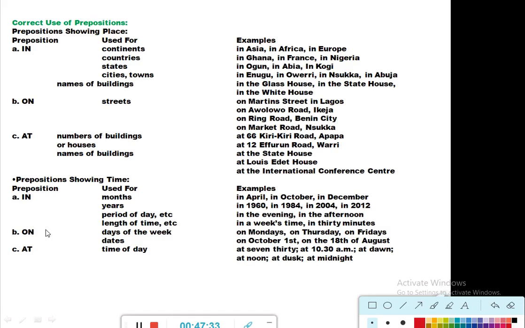Then the preposition on can be used to talk about days of the week: on Monday, on Tuesday, on Fridays, and it can be used to talk about dates: on October 1st, on 18th August. At can be used to talk about the time of the day: at 7:30, at 10:30, at dawn, at noon, at dusk, at midnight.